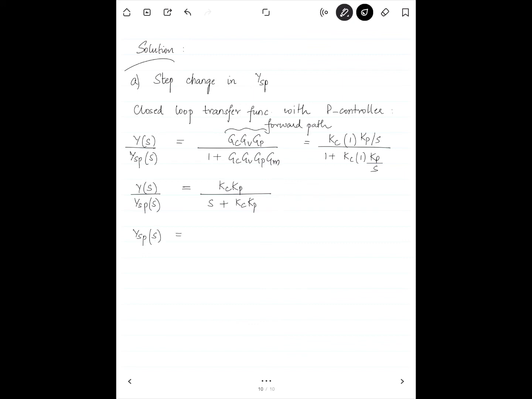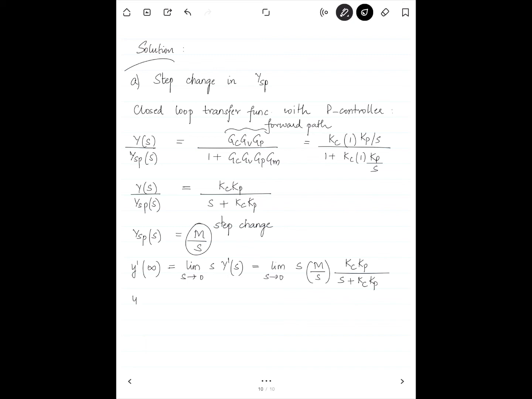So now in order to find offset, we must first find the y at t equals infinity. And in order to do that, we consider a step change in set point, which is represented as Y_SP of s equals m over s. So we have y prime at infinity equals limit s tending to 0 s times y prime of s equals limit s tending to 0 s times m over s times Kc Kp over s plus Kc Kp.